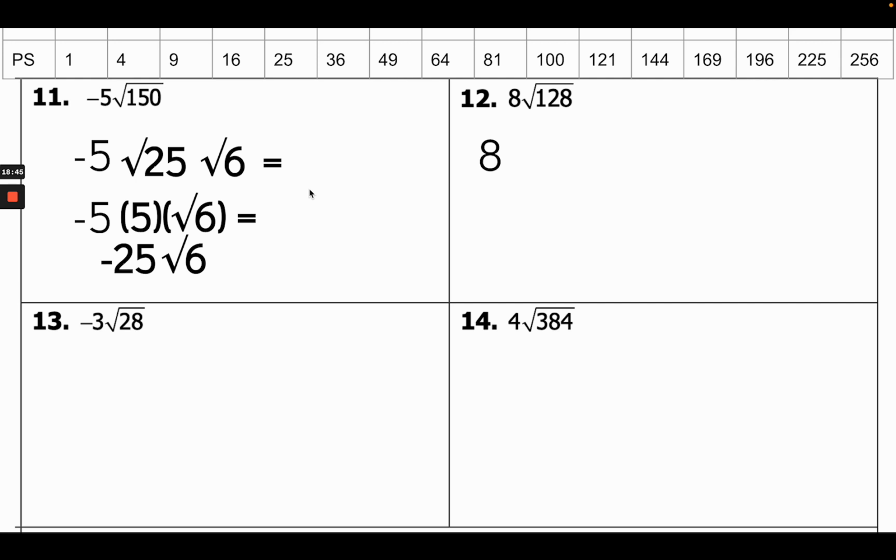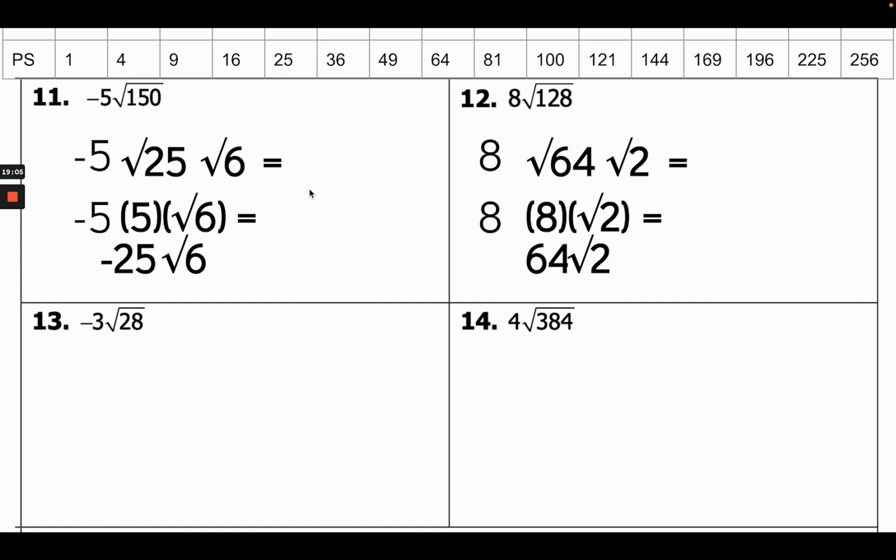Okay, this next one, we have an 8 times root 128. And you should have figured out that 128 splits into 64 and 2. And so simplifying root 64, that's equal to 8. So 8 times 8 is going to be 64, times root 2. 64 root 2, and that's my answer.